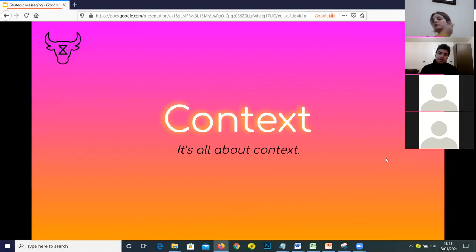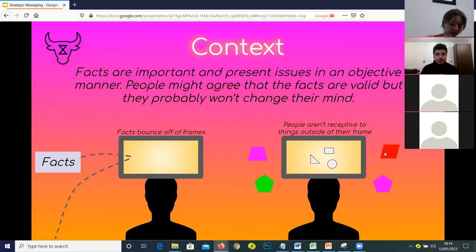One of the key things in strategic messaging is that we take our messaging, we look at the person's frame, and then we adapt our messaging to the person's frame, so that they take the message in more, rather than just not giving it a second look.